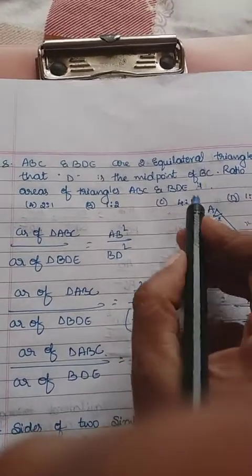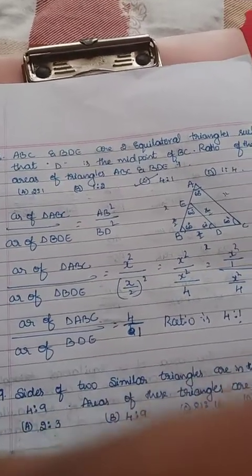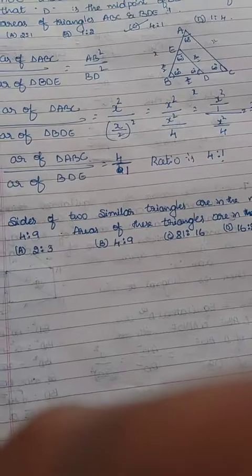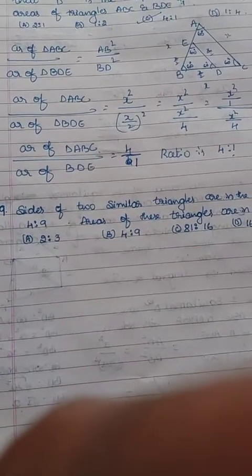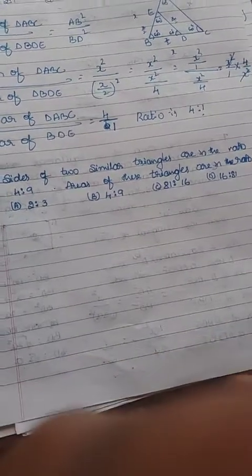The ratio is 4 is to 1. So which is the correct option? The one they have given, 4 is to 1, not 1 is to 4, is the correct answer. So try to understand that, it is very easy. Sometimes they ask it as an MCQ, or sometimes as a 2 mark question.